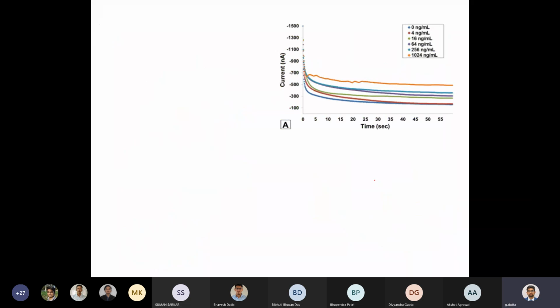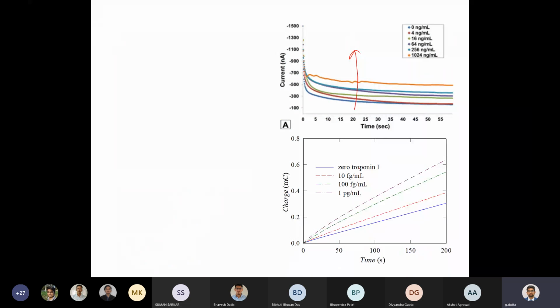Or we can do chronoamperometry. If you increase the target concentration, the current will increase slowly with respect to concentration. Or in chronocoulometry, if we change the concentration from 0 to different concentrations, you can see the charge will increase. Why the charge increases, I already taught you, right? Is it clear until here?